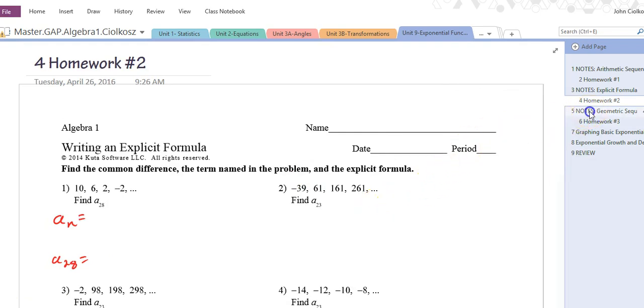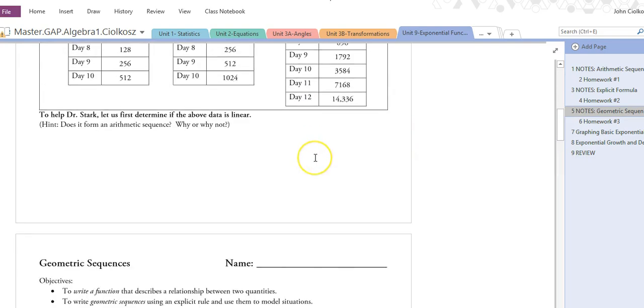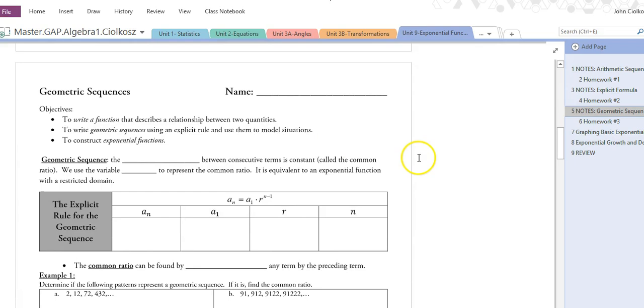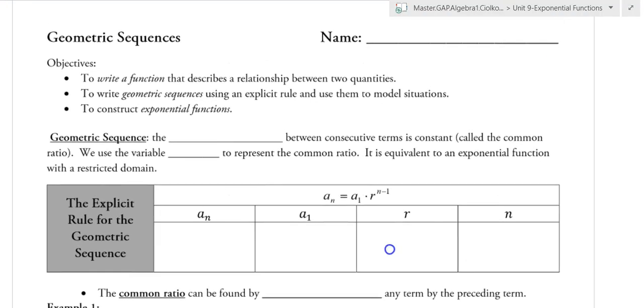Next thing we're going to move on to is another section of notes, number 5 here. So we're going to go ahead and skip over this first page here and go right on down to geometric sequences. So geometric sequences are a bit different from what we've seen with arithmetic. Essentially, it's the same concept, just a different formula. So for here, we're going to go ahead.